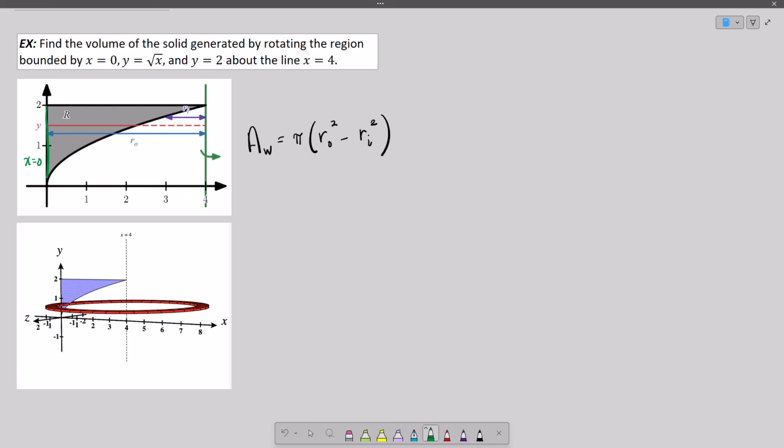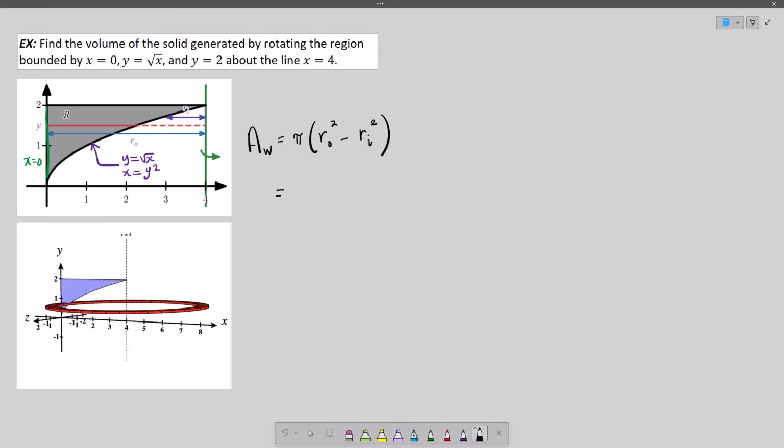Now when we look at the right-hand curve, which will be dictating the inner radius, so this curve right here, that curve is y equals square root of x, but we need to write it as x equals y squared. We need to isolate x because we're measuring horizontal. So we need to write that function with an x isolated. So now we're good to go.